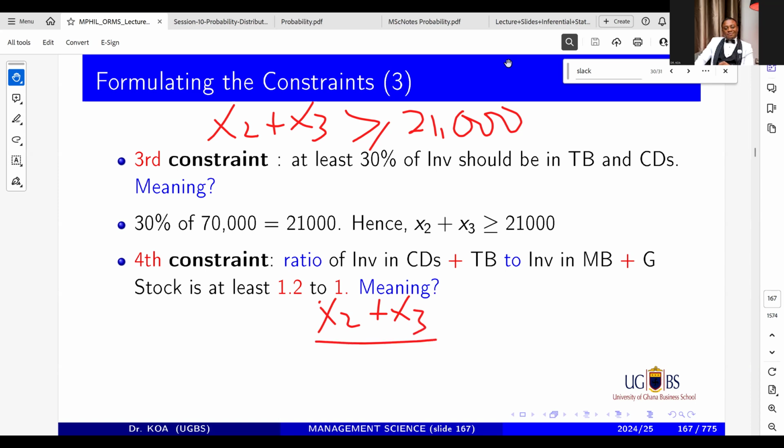divided by, normally it would have been divided by 1.2. But it's a ratio. It's a ratio of that to investment in MB and GIN. So what is investment in MB? MB is X1. GIN is X4. And this should be equal to, because he's saying that it's a ratio, the ratio of what they gave us, 1.2 to 1. So this should be equal to the ratio of 1.2 all the way.